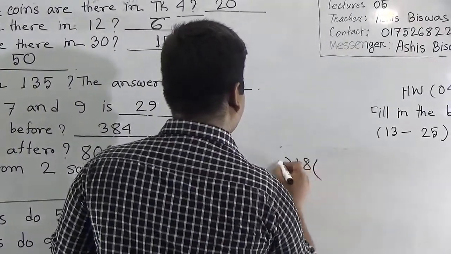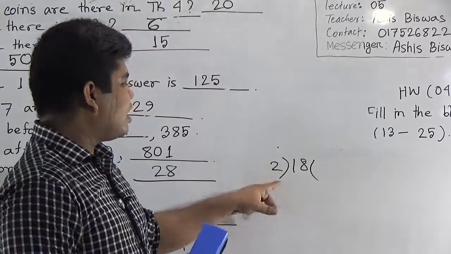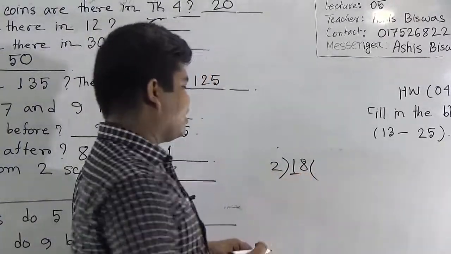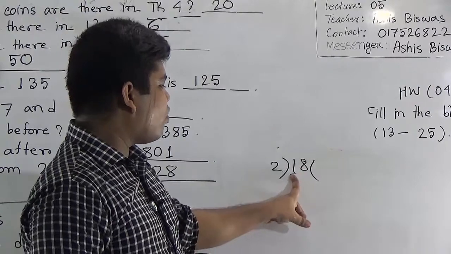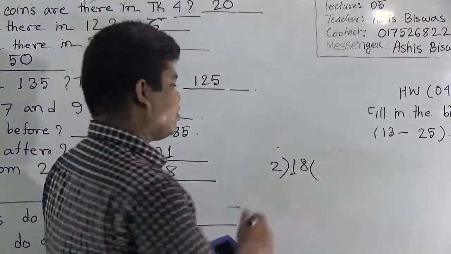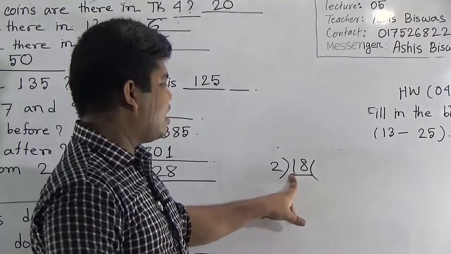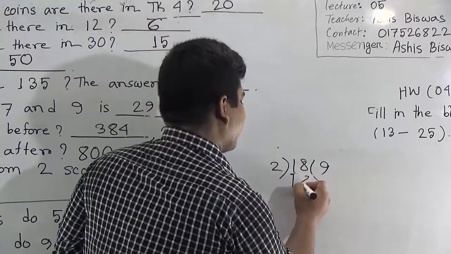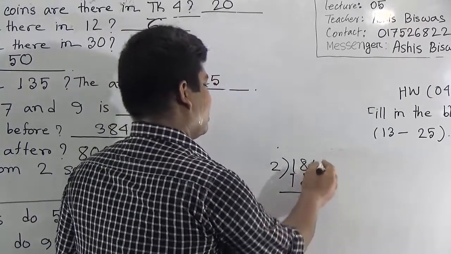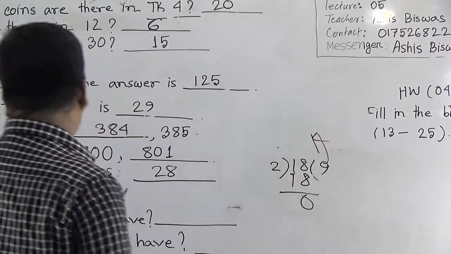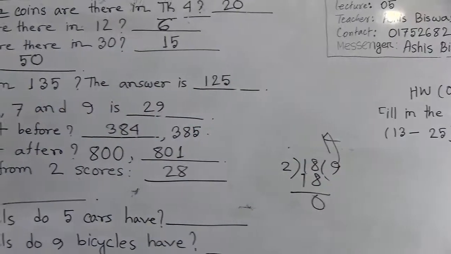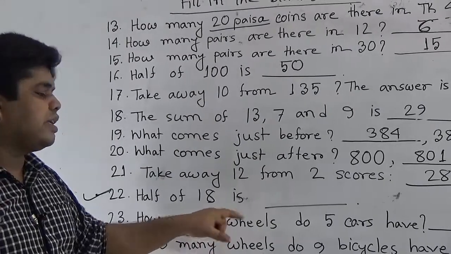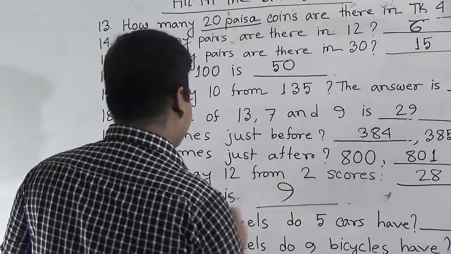Now we divide 18 by 2. In 18, at first we consider 1. So 1 is smaller than 2. For this we consider the 2 digits, 18. In 18, 2 goes in how many times? 2 goes in 9 times. That means 9 twos are 18 and 9 is the required answer. So half of 18 is what? Half of 18 is 9.